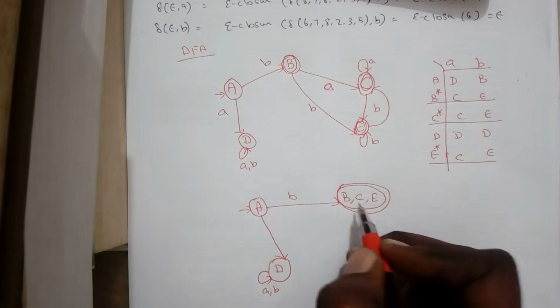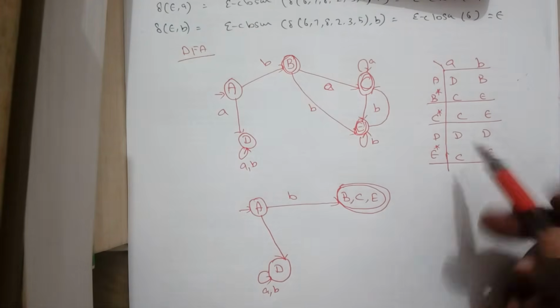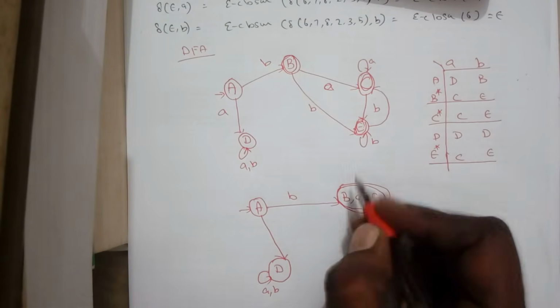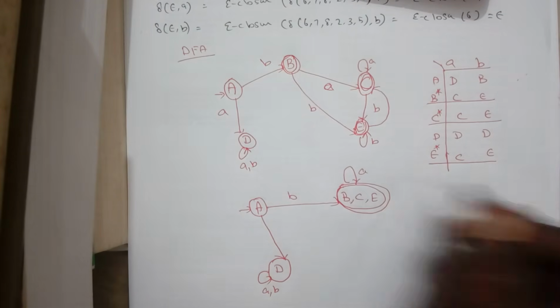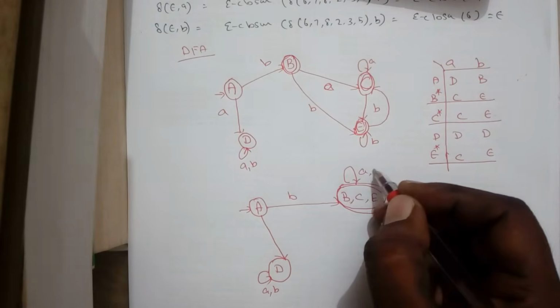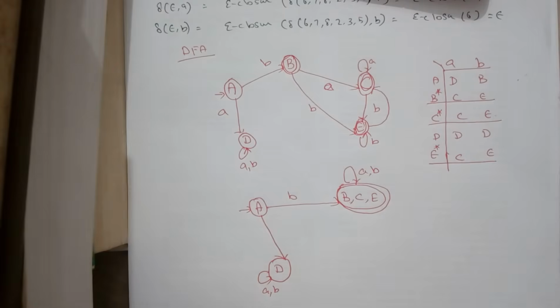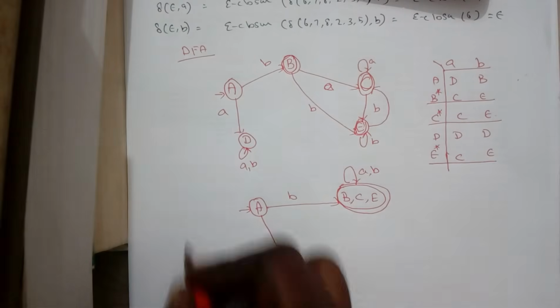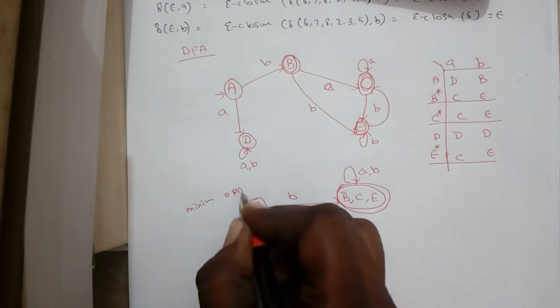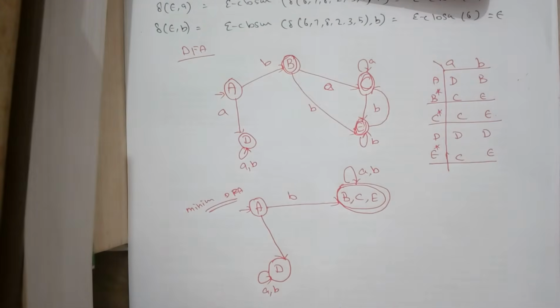And for BCE, when the input is A, we go to C, and when the input is B, again we stay in this E itself. So whether the input is A or B, we stay in this place itself. Now this is your minimized final DFA for the given regular expression.